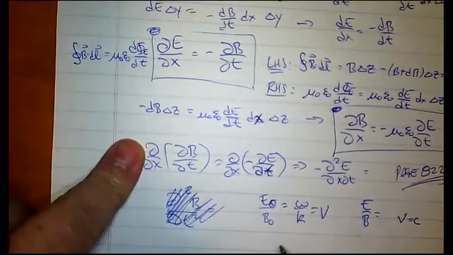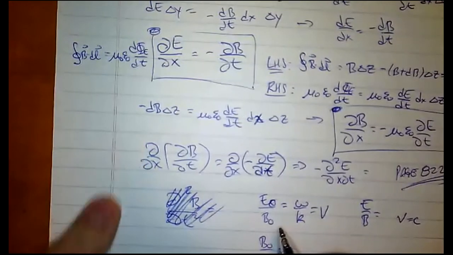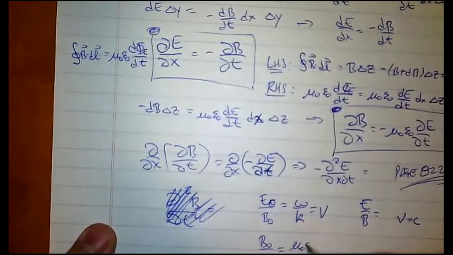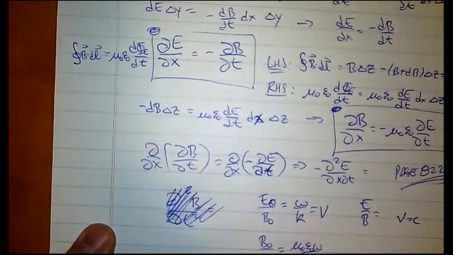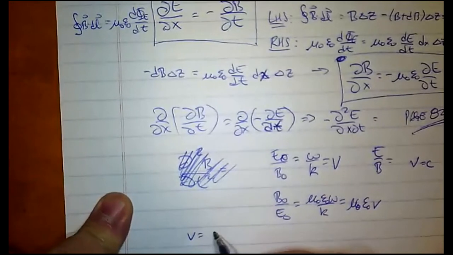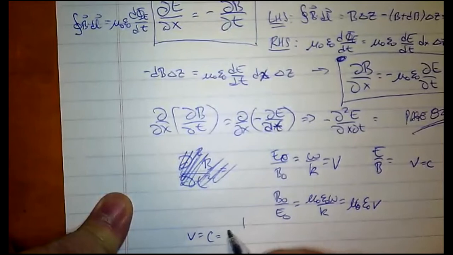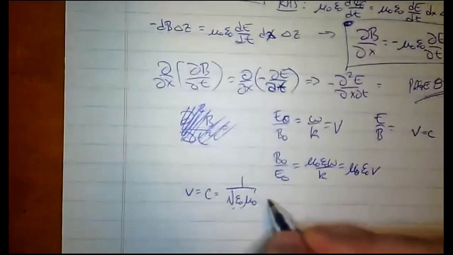Then we can take the other one and we get B0 over E0 is actually equal to mu0 epsilon 0 omega over k, which you can see is mu0 epsilon 0 times v. So if you solve for v, we know v is equal to c. That turns out to be 1 over the square root of epsilon 0 mu 0. That was the big discovery.